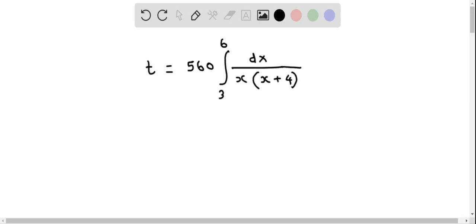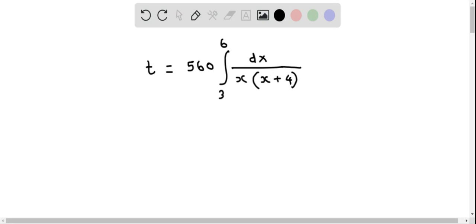Let's determine t. Here we have t equals 560 times the definite integral of dx over x times (x plus 4) from the limits 3 to 6. Basically, we have to integrate the expression 1 over x times (x plus 4), then substitute the upper limit and lower limit, and then multiply by 560.